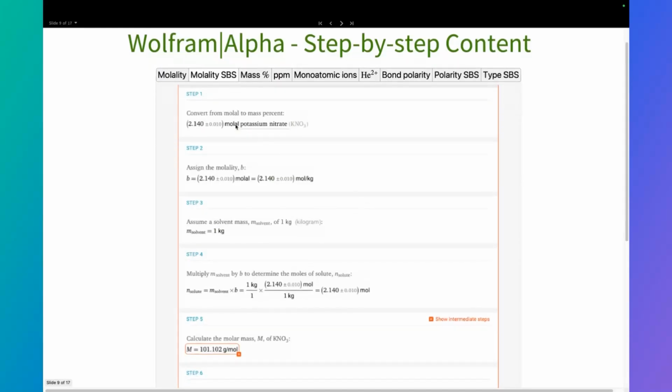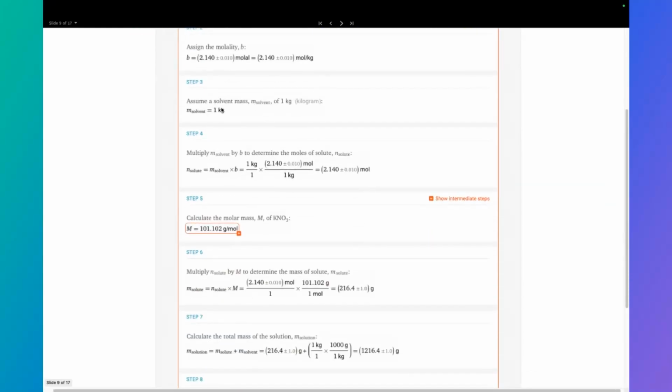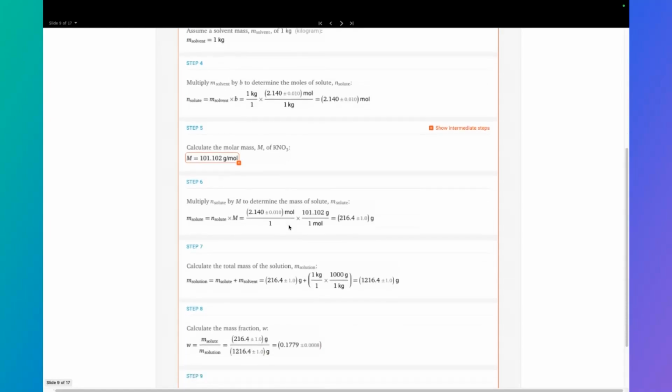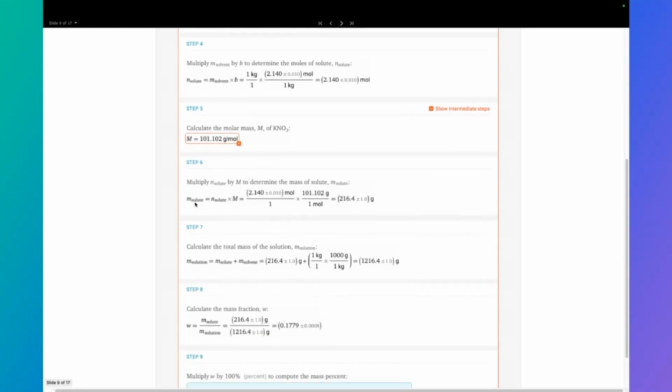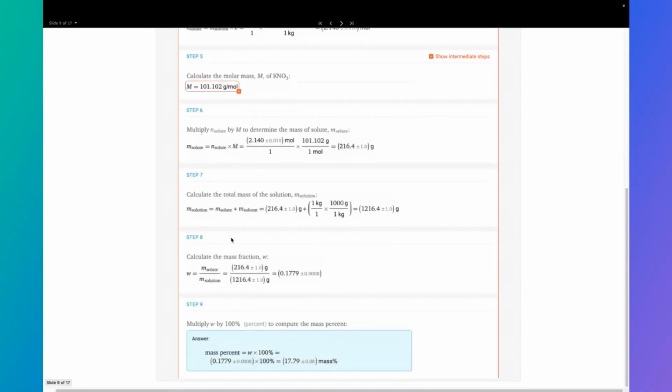And so here we've got a molal going to mass percent. So we move to SI units, make the appropriate assumption of 1 kilogram, figure out the number of moles of solute, and then go for the mass of solute, because it's a mass-based concentration unit. So then we need the mass of solution, and we divide those by each other and get the ratio, and then we have the mass percent.